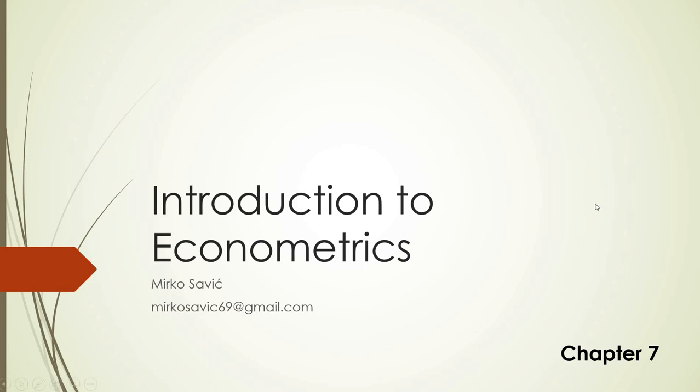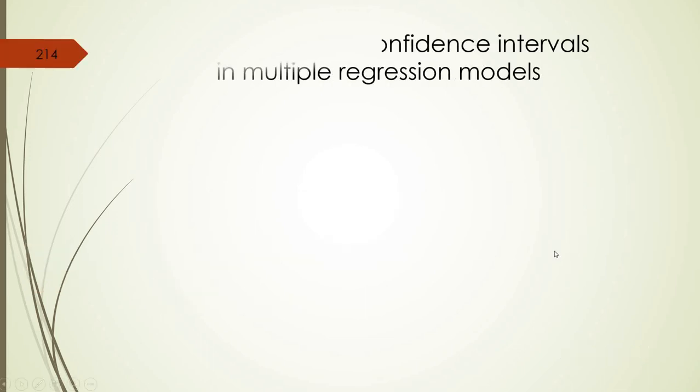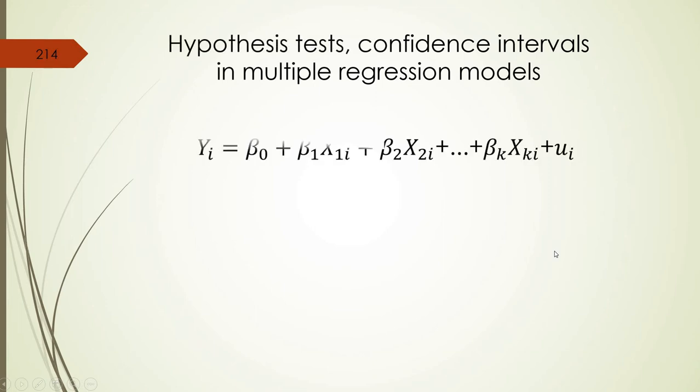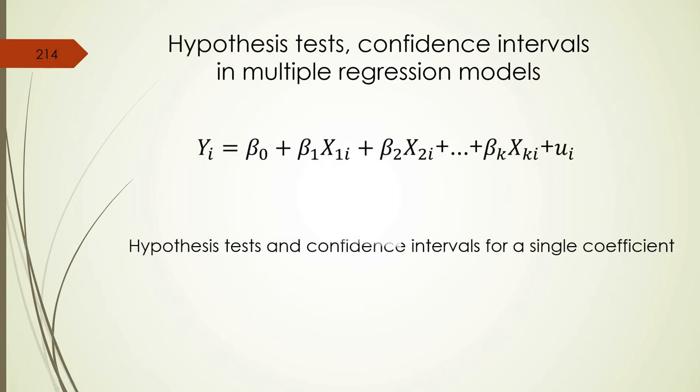Next presentation in Chapter 7 is about hypothesis tests, confidence intervals, and multiple regression models. So, in this model, we can test every one of these coefficients separately, and in comparison with the simple regression model, there is nothing new, so it is absolutely the same. I will repeat this routine, and afterwards you will see how it looks when you do the joint test of hypothesis, when you are jointly testing two or even more coefficients.